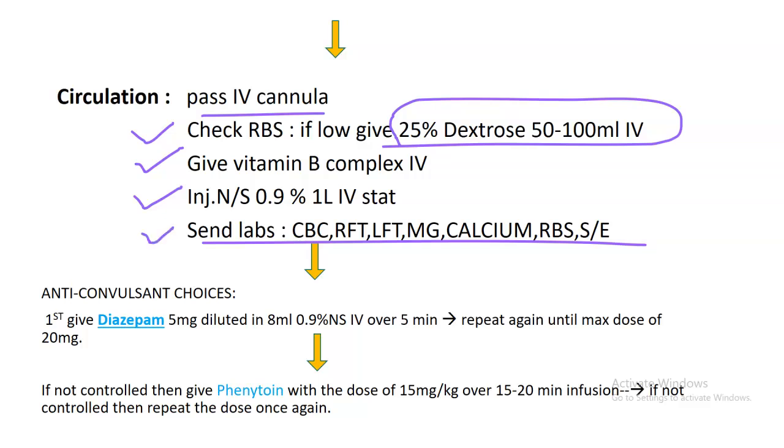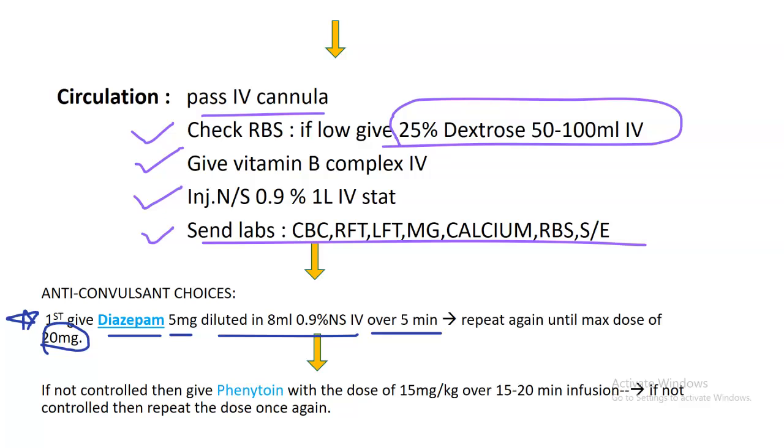Now coming to the selection of the appropriate anti-seizure medication. First of all, depending on the institution, which one you use, you need to give diazepam. Diazepam 5 mg, diluted in 8 ml of 0.9% normal saline. You need to give it over 5 minutes, and then repeat it again. You can give another 5 mg. If it's still not controlled, you can give 10 mg, up to a maximum dose of 20 mg.